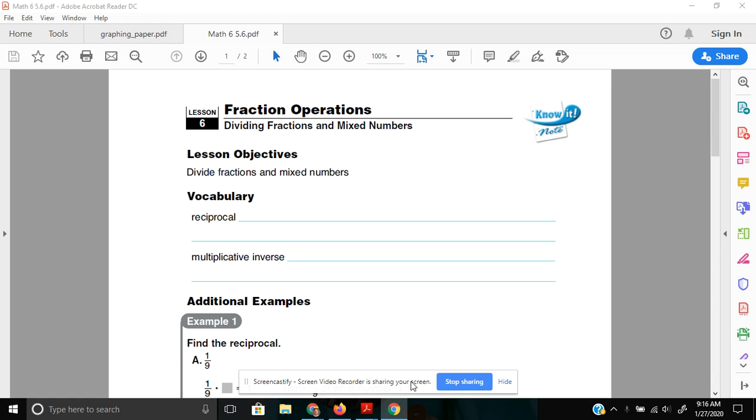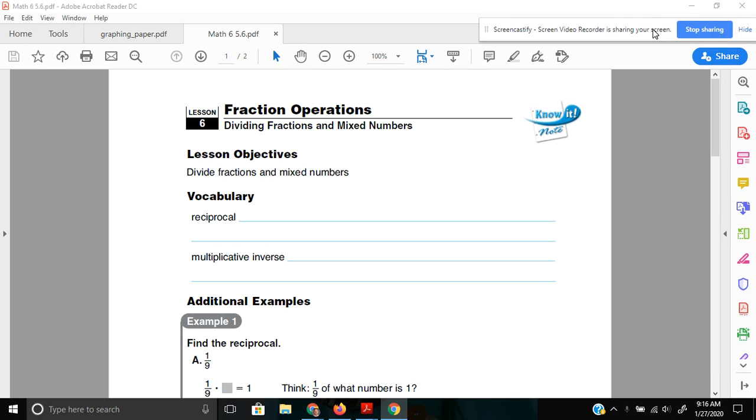Hello, sixth graders, and welcome to 5.6. Today we'll be discussing how to divide fractions and mixed numbers.